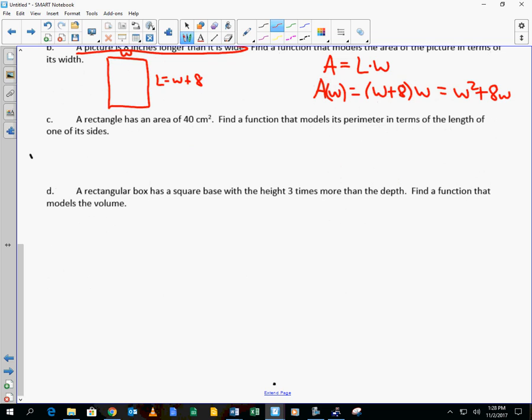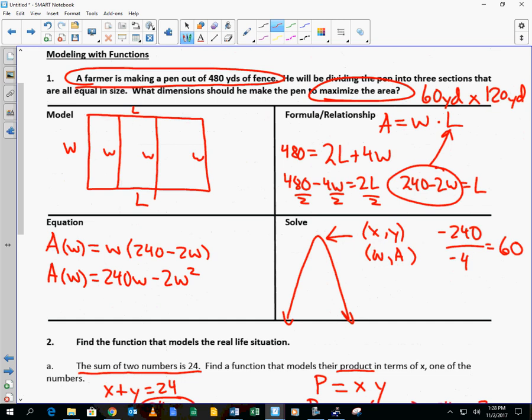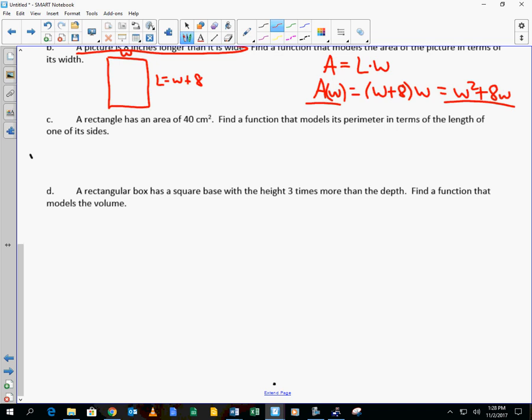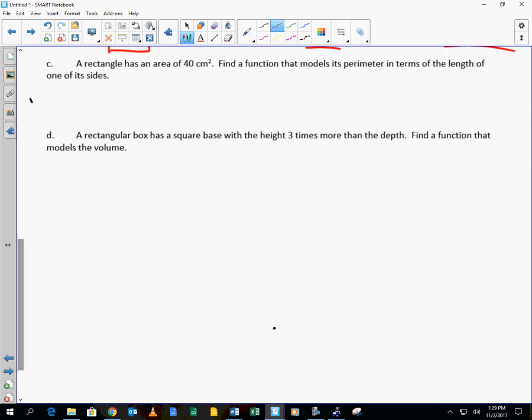Yeah, so the goal that we're trying to come up with is a function that models it with one variable. Because the fact is that what happens in box 1, 3, and 4 is pretty consistent. But what happens in box 2, that's really kind of the genius of it all. And so we're trying to piece those together. Look at letter C, all right? A rectangle has an area of 40.